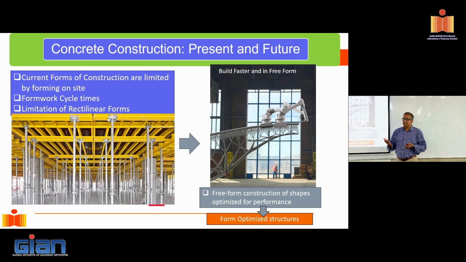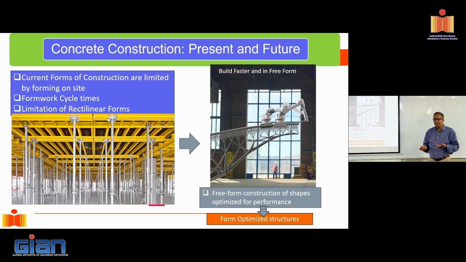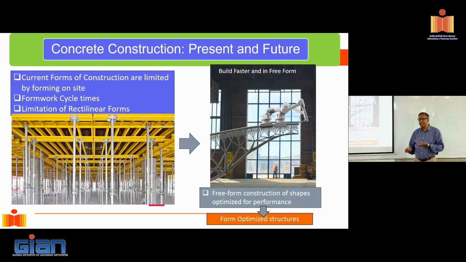And form cycles, now of course we are starting to crash everything, I've even heard of 3-day slab cycles, right? But that is a rarity, that doesn't happen. Typically more often we see like 28-day, 56-day slab cycles. So that is a big problem. The other biggest problem is this rectilinear form, right? What do I mean by that? If you look around, all the beams that you see are rectangular.